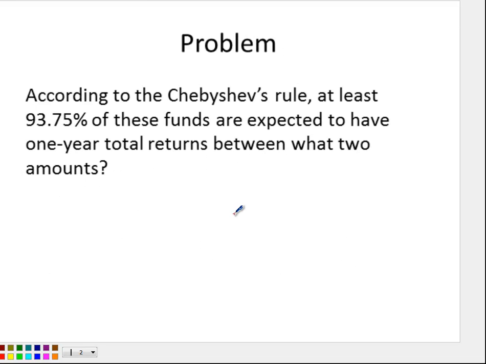Okay. According to Chebyshev's rule, at least 93.75% of these funds are expected to have 1-year total returns between what two amounts? So we need to figure out how many standard deviations we are going out, so that 93.75% of these funds fall between these values. We don't know the standard deviations, but we can calculate it. So I'm going to take the formula 1 minus 1 over k squared, and I'm going to set it equal to 0.9375. All I did was change the percent to a decimal.